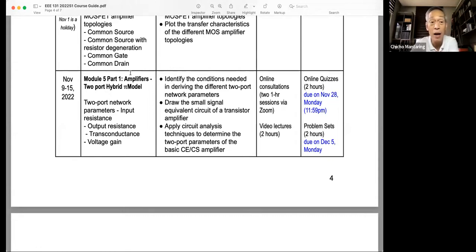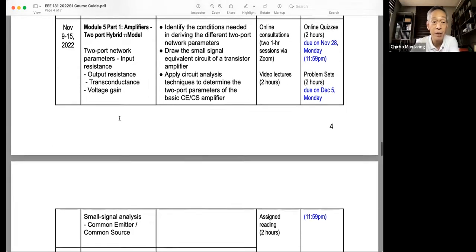In module 5, this is a more in-depth study of amplifiers. It is now agnostic whether the amplifier is a BJT or a MOS amplifier. You're going to describe amplifiers in terms of their two-port network parameters. So you're going to learn that your amplifier, whether it be a BJT or a MOS amplifier, can be modeled by a two-port network with particular parameters, and you're going to learn how to derive these parameters.